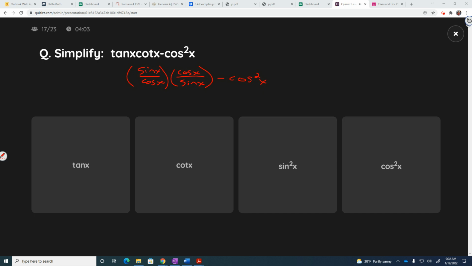So when you replace these first two, they're reciprocals, tan and cotan. These cancel and these cancel, so there's just 1 minus cosine squared. That's cosine squared is equivalent to sine squared.